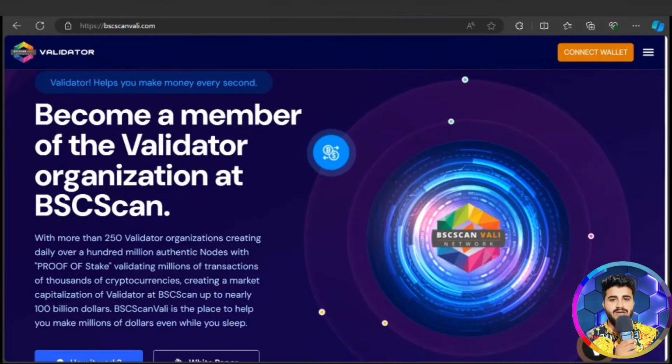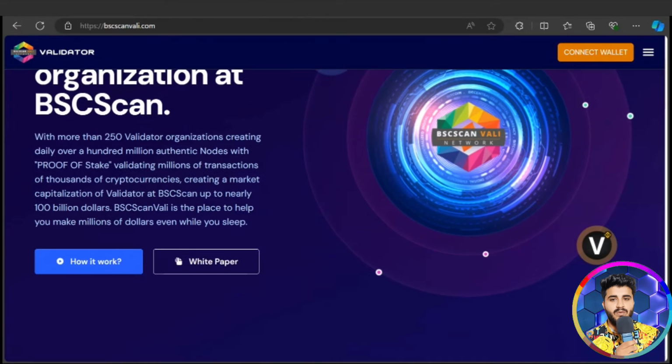So what is Validator? Become a member of the Validator organization at BSCScan, with more than 250 validator organizations, creating daily over 100 million authentic nodes with proof of stake, validating millions of transactions of thousands of cryptocurrencies, creating a market capitalization of the validator and BSCScan of nearly $100 billion. BSCScanVali is the place that will help you make millions of dollars even while you sleep.